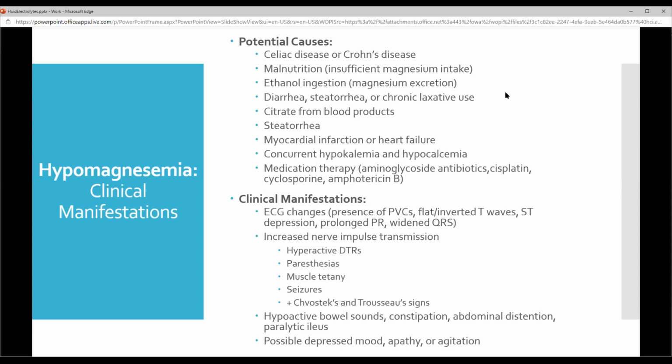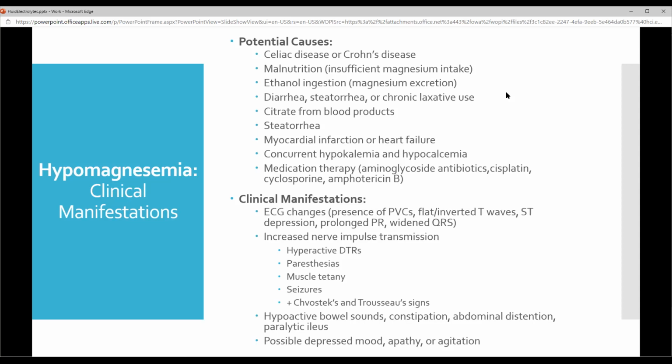Okay, and the clinical manifestations. So you'll see maybe EKG changes with low magnesium, again, hyperactive DTRs, maybe tingling, numbness, paresthesia from that neuromuscular excitability and irritability, tetany, which is that tightness and hyperextension of the muscles. Seizure activity could occur. Remember, positive Chvostek's and positive Trousseau's signs.